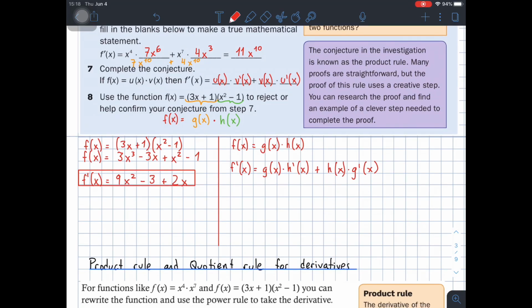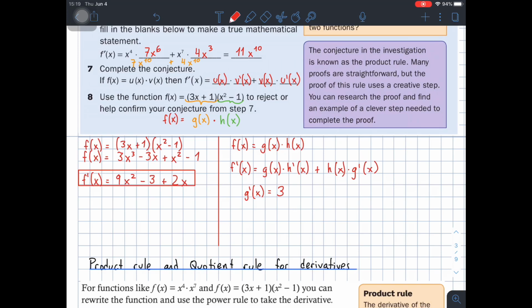So what we're going to do first is, we already have g of x, which is 3x plus 1. We already have h of x, which is x squared minus 1. But we want to find the derivatives of both, right? So I'm going to find g prime of x. G prime of x is equal to 3, right? The derivative of 3x is 3. The derivative of 1 is 0. So 3 is the derivative of g.